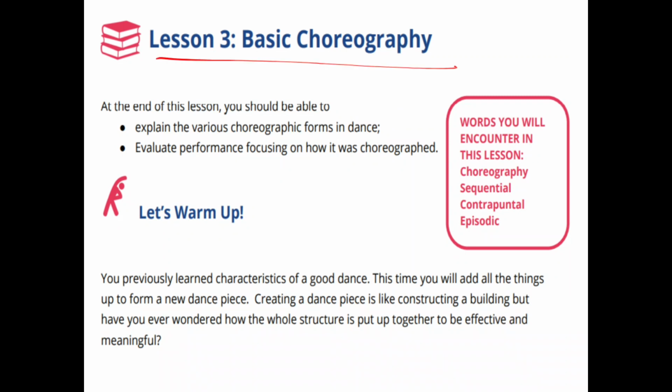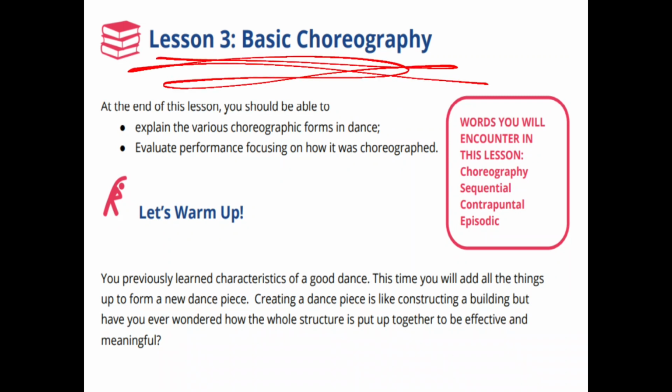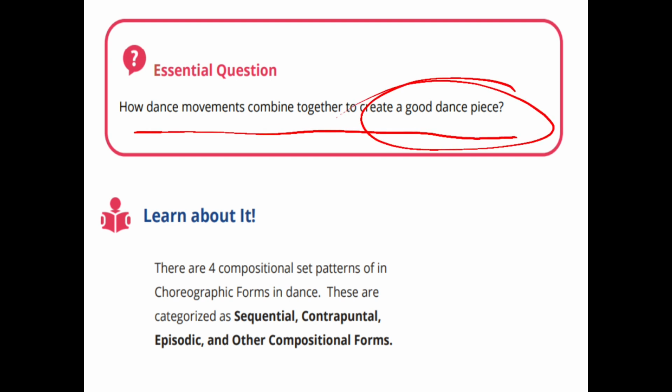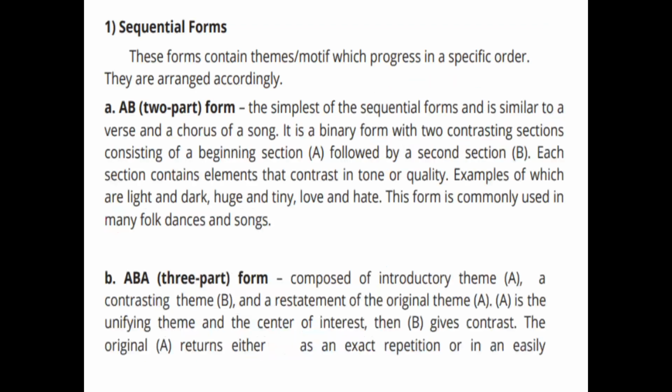Okay, basic choreography. Here na ta sa lesson 3. Words to encounter: choreography, sequential, contrapuntal, episodic. Okay. Essential question: how do movements combine together to create a dance piece? Okay, there are 4 compositional set of patterns in choreographic forms in dance. These are sequential, contrapuntal, episodic, and other compositional forms.